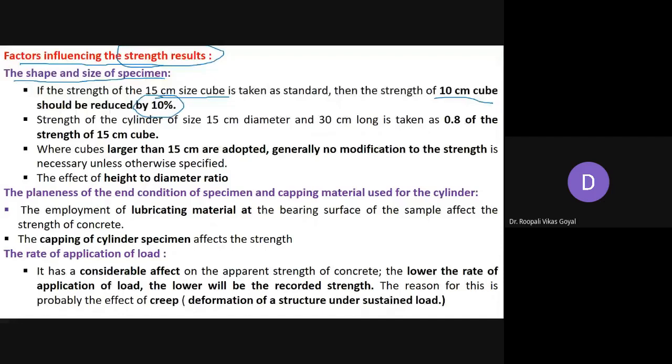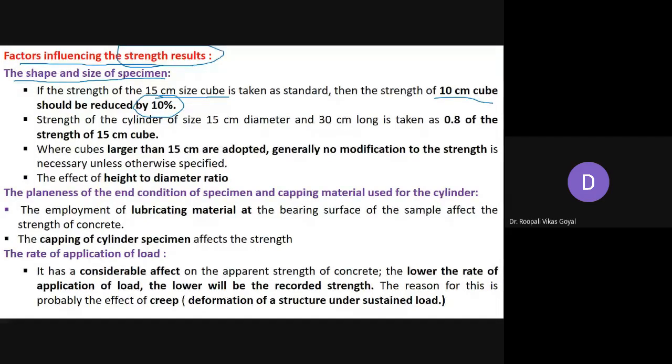Also this cube specimen is very small, so more and more restraining effect of the steel platens will be observed. Though its H/D ratio is 1 in 10 by 10 by 10 also, the same remains, but it is a very small size. So for the 15 centimeter cube result, the 10 centimeter cube result should be reduced by 10%.